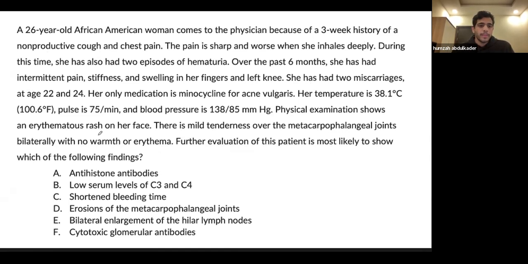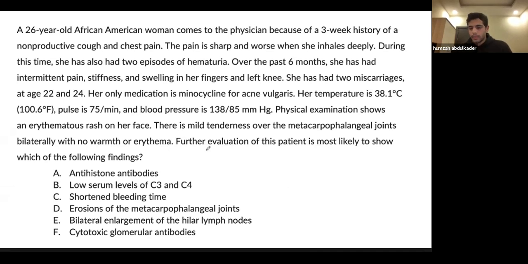Her temperature is 38. Blood pressure is 138/85, pulse 75. Physical examination shows erythematous rash on her face. There's mild tenderness over the metacarpophalangeal joints bilaterally with no warmth or erythema. Further evaluation is likely to show which of the following findings?